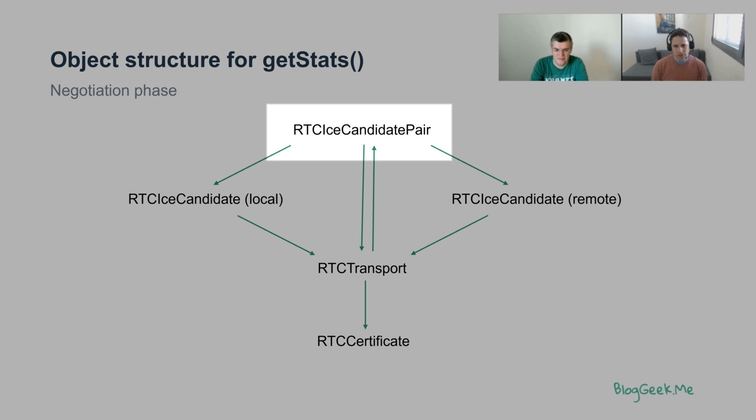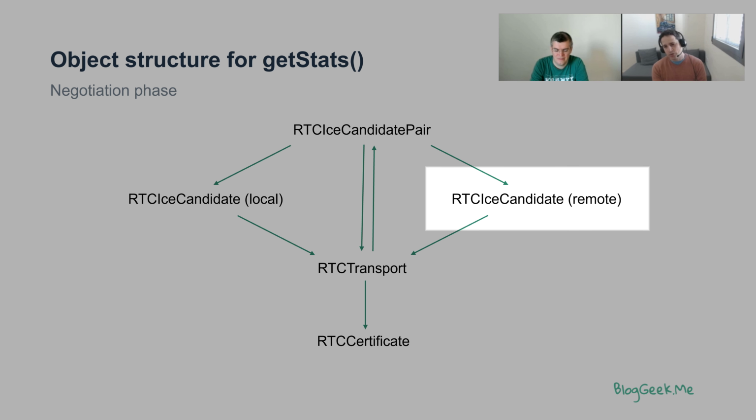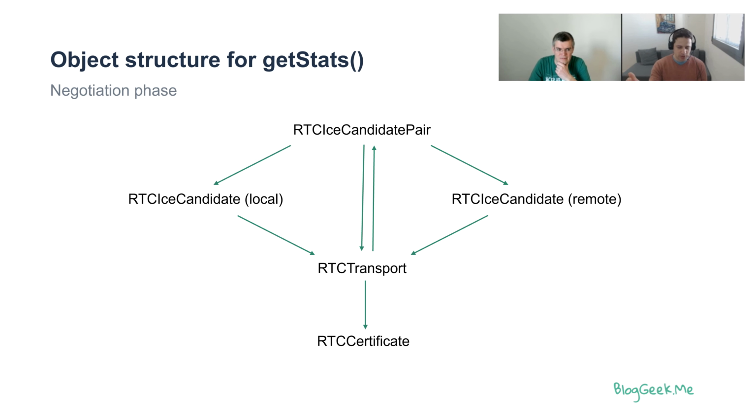So what we're going to do now is look at the ICE candidate pairs, find the active pair, and from that find the IP of the remote candidate. So we are going to try and find who we're talking to, or what's the remote IP address that we're sending our data to and receiving the data from.